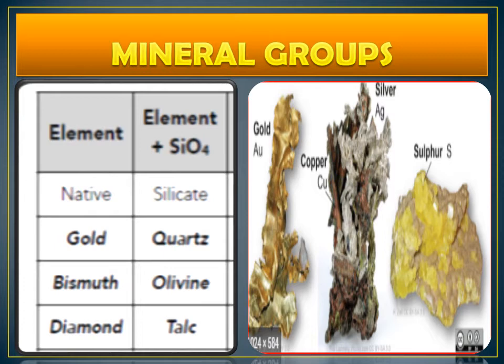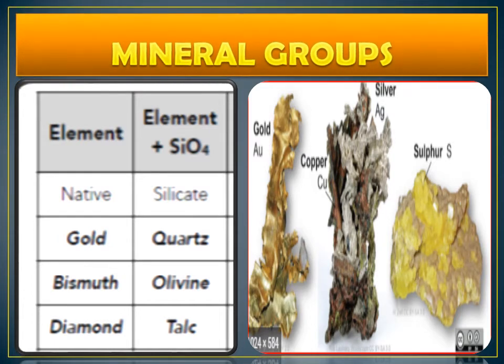Native elements are minerals that form as individual elements. They are categorized into 3. First, into metals. These are minerals with high thermal and electrical conductivity, typically with metallic luster and with low hardness, such as gold, lead, and copper.